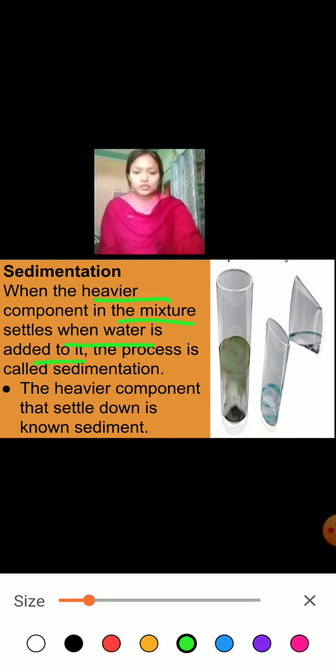The process is called sedimentation. What will happen in this process? The heavier particles will settle at the bottom. As we have studied earlier, I have shown you the case of a glass of water and pebbles. What was there? Pebbles were settled at the bottom because they were heavier than water. So any impurity that is heavier than water can be separated using the process known as sedimentation.